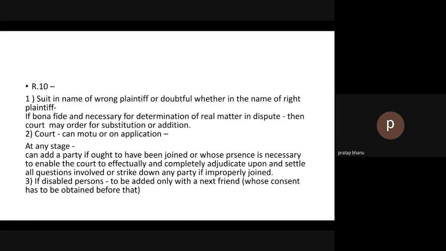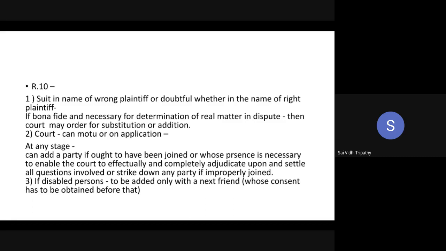Next, the sub rule 3. It says that if such persons which are to be added are disabled persons, that means if it is a minor person or a person of unsound mind, then they will be added only along with a next friend. We will study this when we look at the concept of how special provision is given to minors, indigent persons, unsound persons, all of that, under the concept of next friend.